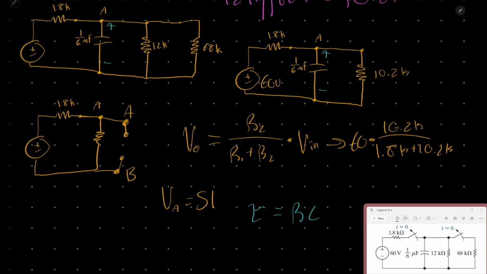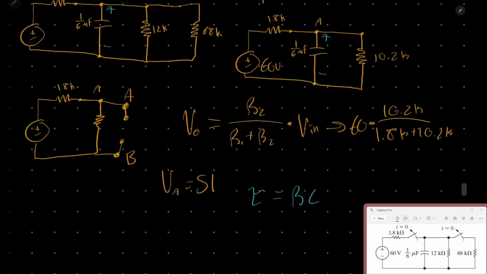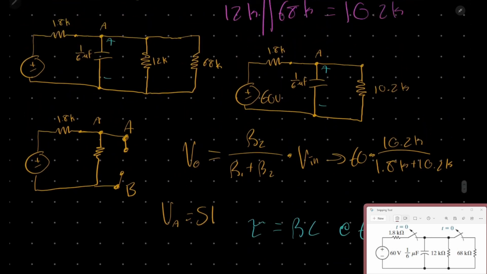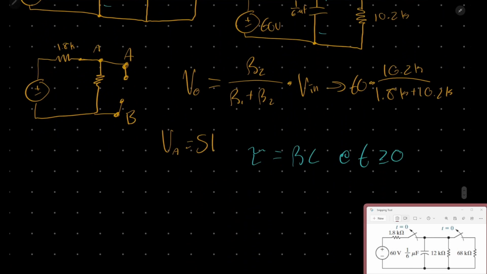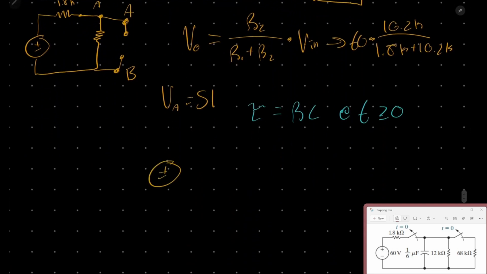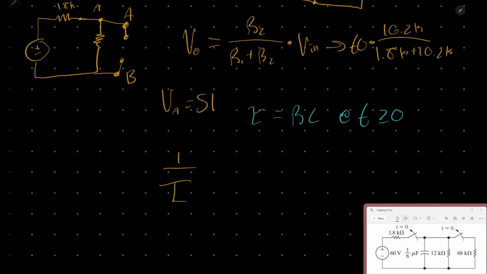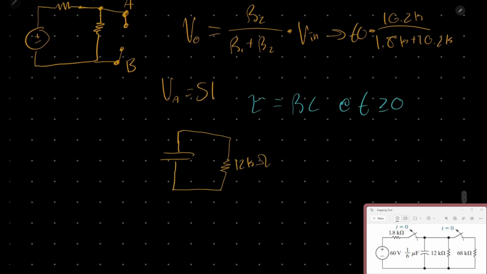And when t is greater than or equal to 0, the switches are open. So I will quickly draw the circuit one more time, or I will draw what we see when the switch is open. So we have the capacitor and the 12K resistor. And that is all the capacitor sees when the switches are open.